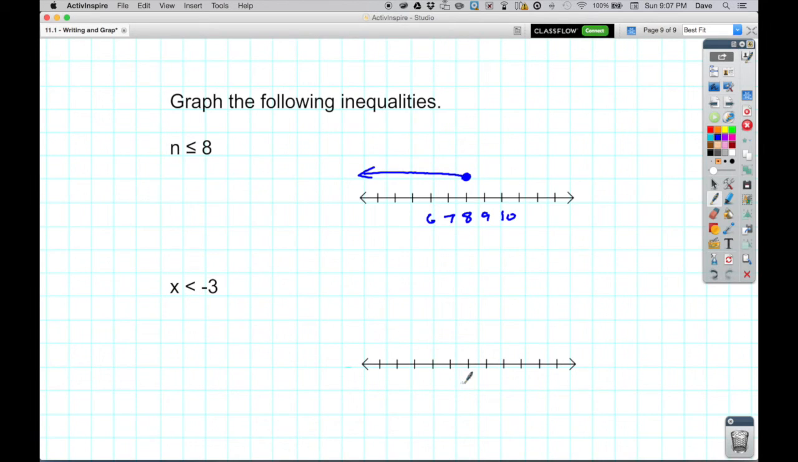As opposed to this one, -3. And don't forget on the negative side of the number line, the numbers kind of go quote unquote backwards. So it should look like this. All right, so I want my graph to start at -3, but do I include -3 in the graph? No, there's no equal sign here. X is not equal to -3, which means I'm going to start at -3 but not include it by putting an open dot. But it is everything less than -3. So I'm going to go arrow to the side, less than -3. All right, so that's a little bit about writing and graphing inequalities.